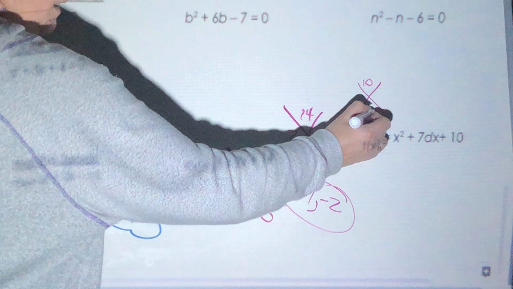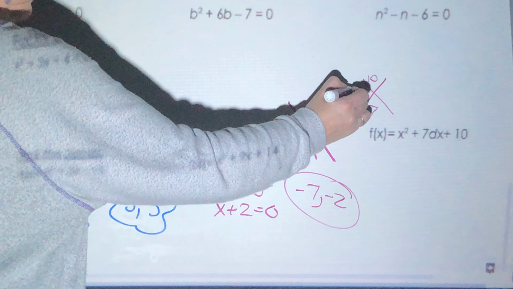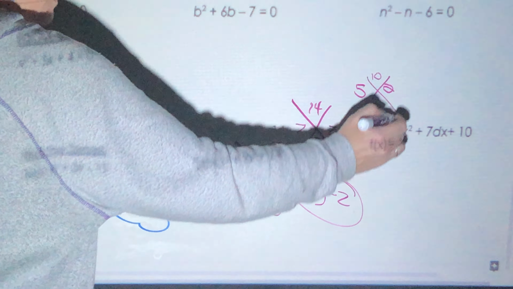And then the last example, I'm looking for two numbers that multiply to give me 10 and add to give me 7. So that would be 5 and 2. So one parentheses would be x plus 5. The other parentheses would be x plus 2. If I solve the first parentheses, I would get negative 5. If I solve my second parentheses, I would get negative 2, and those are my two solutions. Roots are zeros.